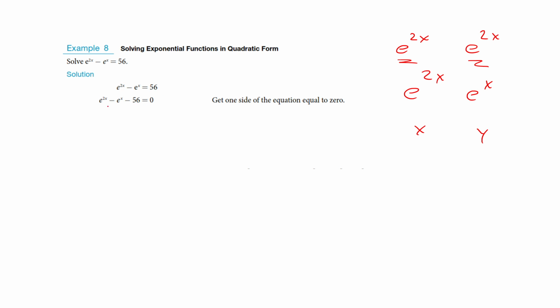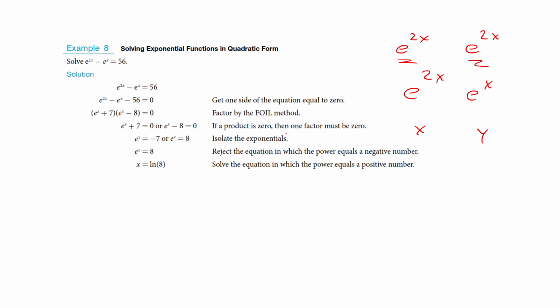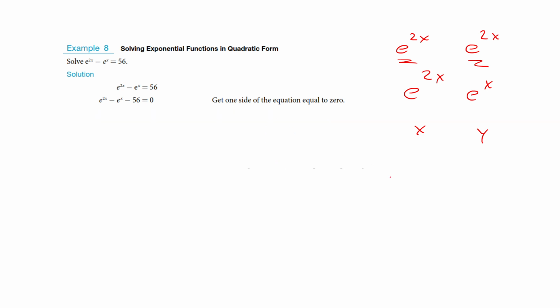So the trick that we're going to do: I'm going to swing 56 over to the other side. So here's what I've got. Now, what good is this? Well, let me show you a trick. If this had been x squared minus x minus 56 equals 0, you would know what to do. You could factor this, find the two numbers that multiply to get negative 56 and add to get negative 1. This is going to work exactly the same way.